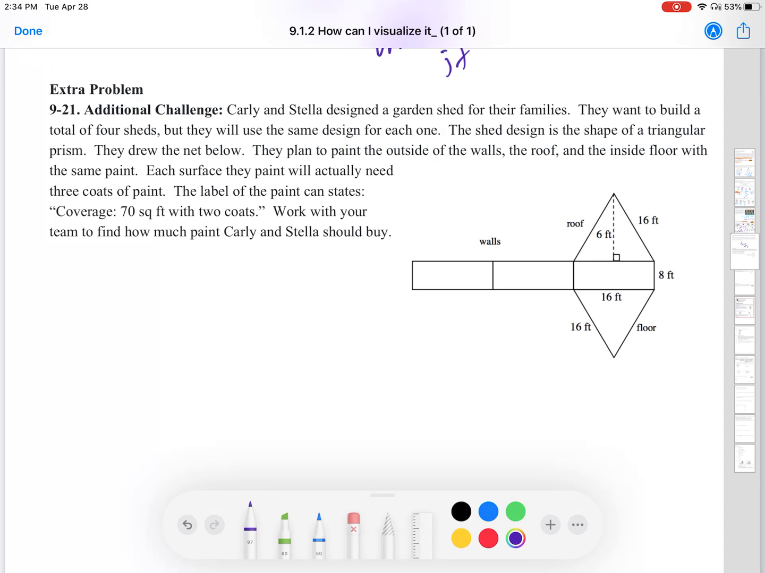Okay. Carly and Stella designed a garden shed for their families. They want to build a total of 4 sheds, but they will use the same design for each one. The shed design is the shape of a triangular prism. They drew the net below. They plan to paint the outside of the walls, the roof, and the inside floor with the same paint. Each surface they paint will need 3 coats of paint. The label of the paint states coverage 70 square feet with 2 coats. Work with your team to find out how much Carly and Stella should buy.